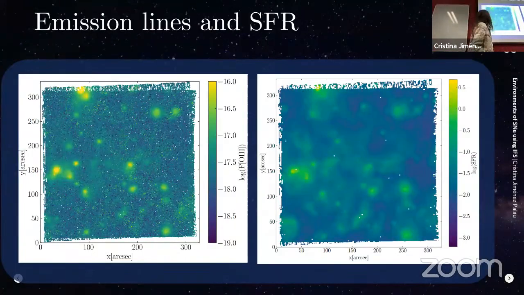And as I said, we can obtain emission line maps. Here I show you the flux of the O3 5007 emission line. And here I show you the star formation rate, which can be computed directly using a simple calibration using the flux of the H alpha.